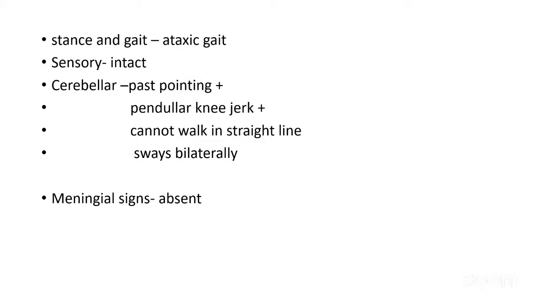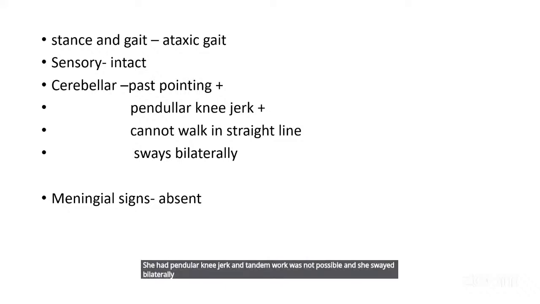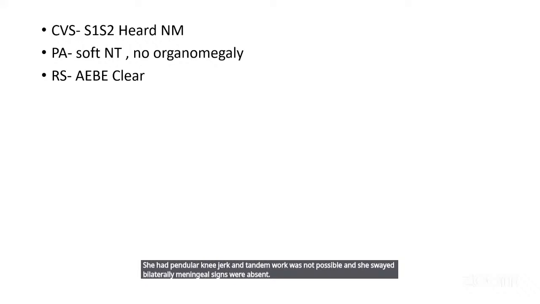Gait, ataxic gait. Sensory system was intact. She had pendular knee jerk and tandem walk was not possible and she swayed bilaterally. Meningeal signs were absent. Other systems were within normal limits.